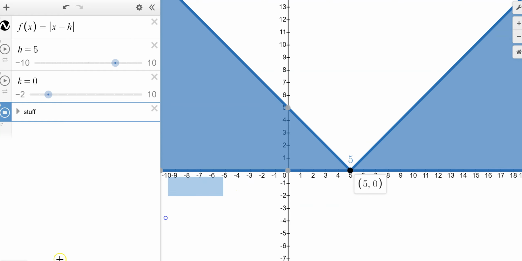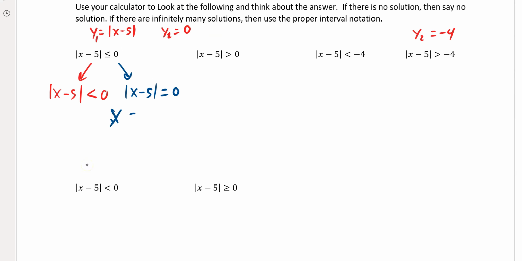This area is just not possible. But we will have it equal 0. So when does it equal 0? When x is 5. So when we say x is equal to 5 here, x is equal to 5. That is the only solution we have.